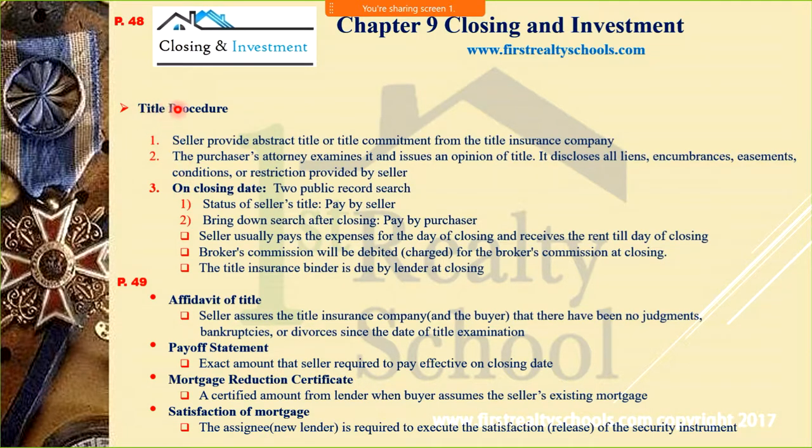Okay, next we have title procedures. In title procedures, the seller has to provide a so-called abstract of title and or a title commitment. Abstract of title is the old way. In the old days, there was a person who went to the county to write down everything about this title. The person was called an abstractor. So in the old way, they called it an abstract of title.